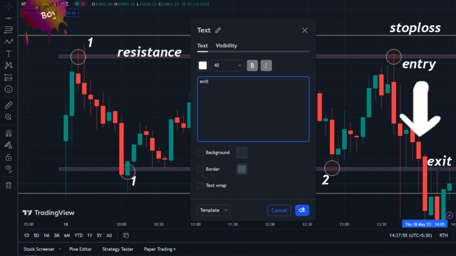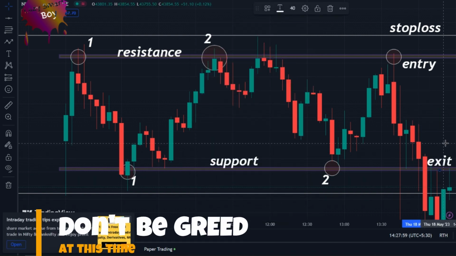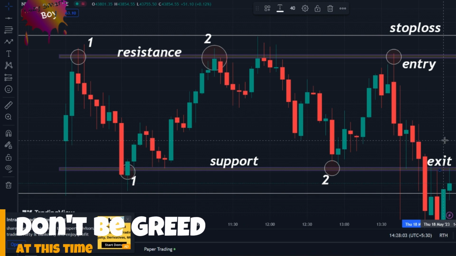Take risk when the momentum looks good. Remember one thing, don't be greedy at this time.